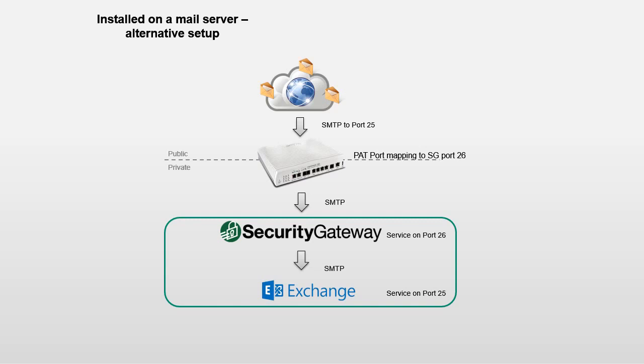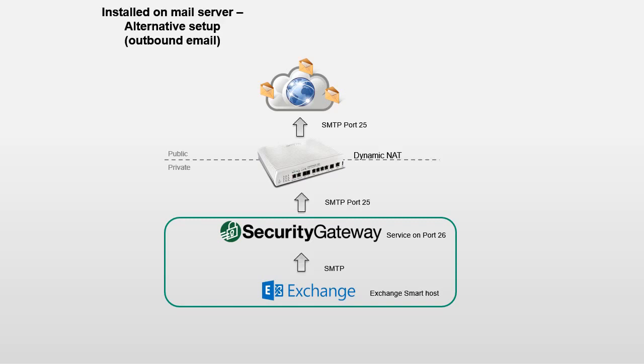Security Gateway then scans the messages and then sends them basically to localhost again, to the same server, but this time on port 25. That scenario allows your users to not have to change their mail clients to listen in on port 26, but it's not as straightforward as setting it up the other way where Security Gateway is listening in on port 25. And likewise, you'll want to configure it for outbound as well.